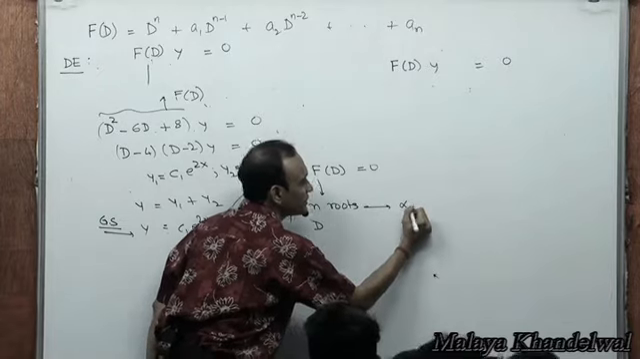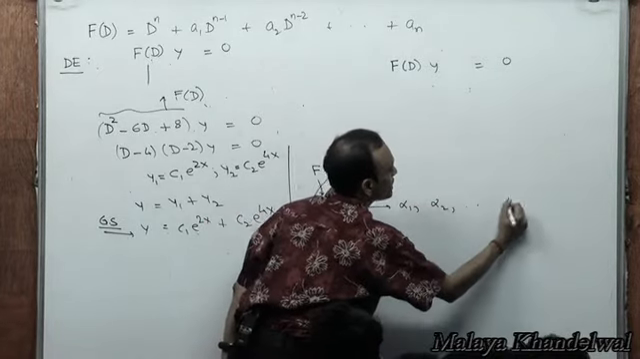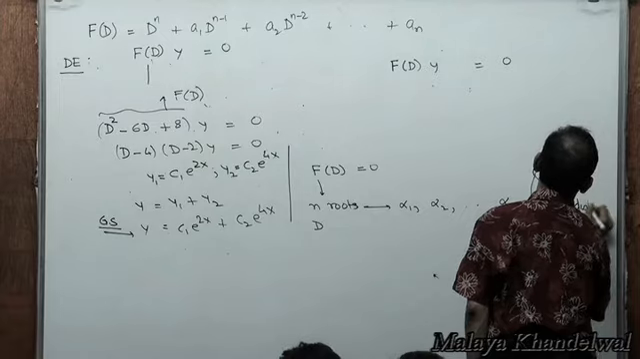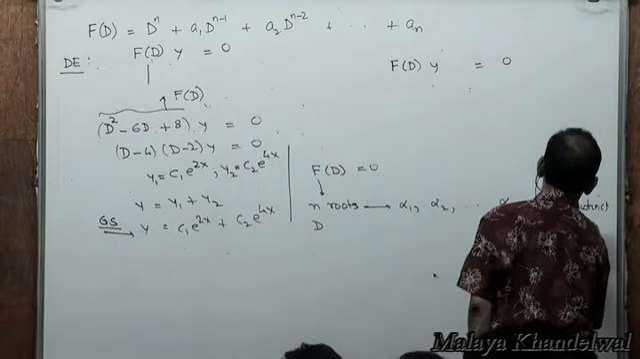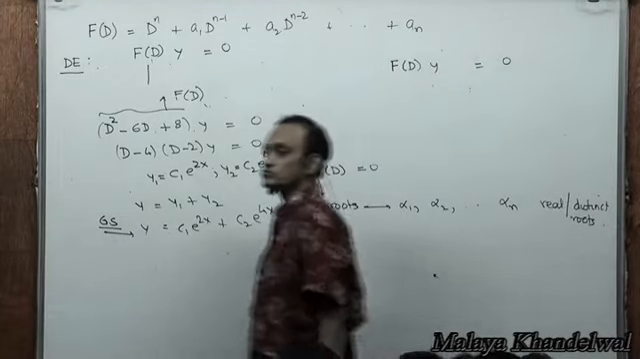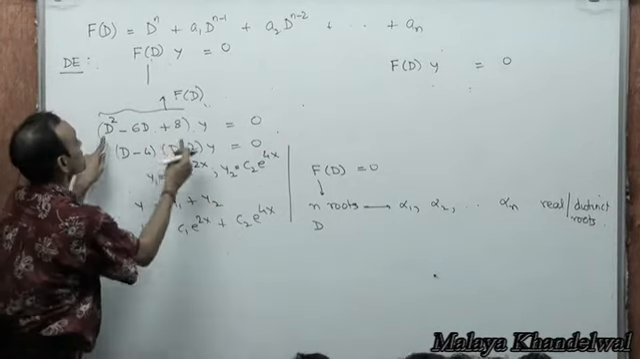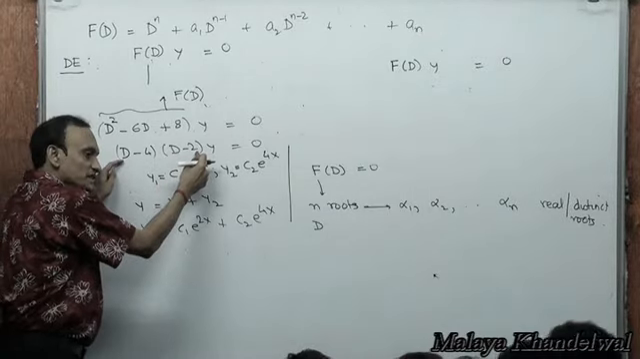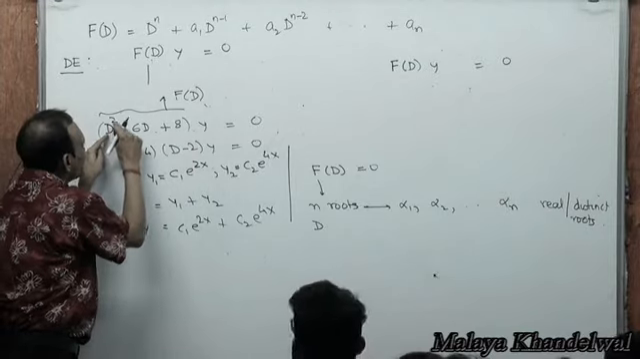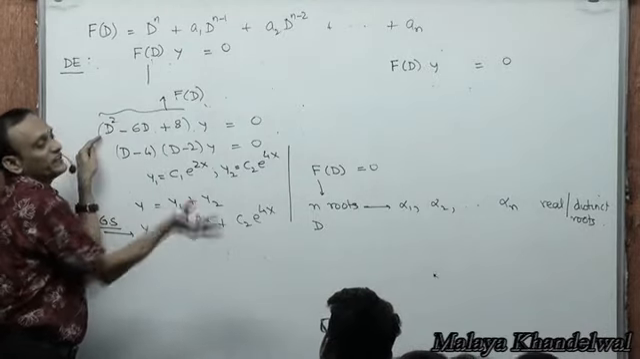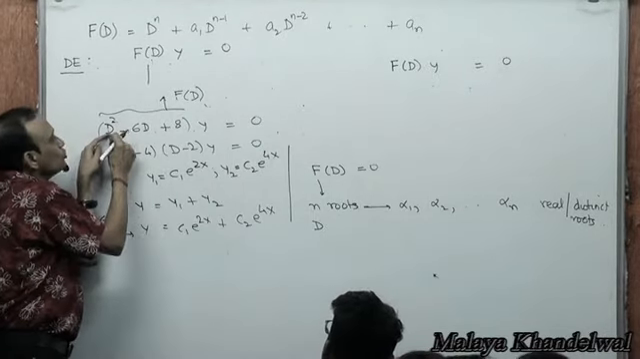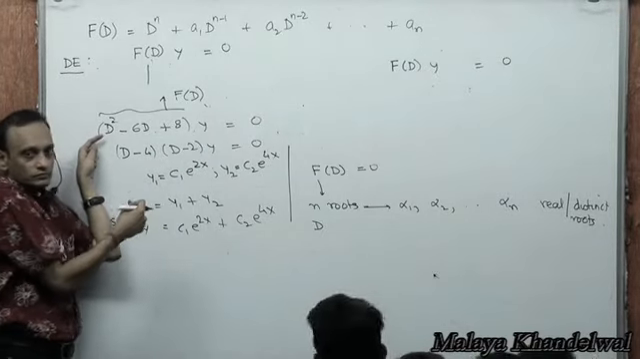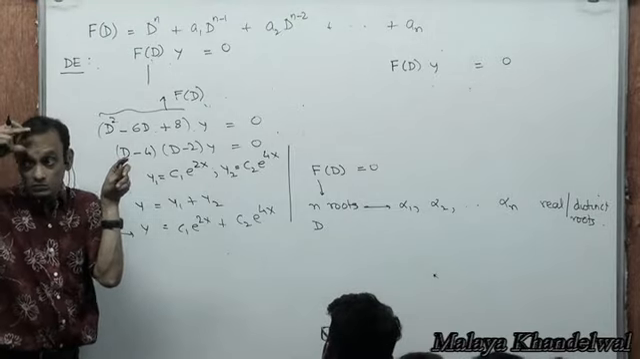That means F(D) can be factorized into n roots. Let me imagine real roots, though it may not be so. Suppose these are real and distinct roots. See, in this case, these were the two roots. It was degree 2, so it will be real and distinct roots. Right? Degree in terms of the polynomial, but order in terms of the derivative. Order is 2, but imagine this to be a polynomial in D, then its degree will be 2. Clear?